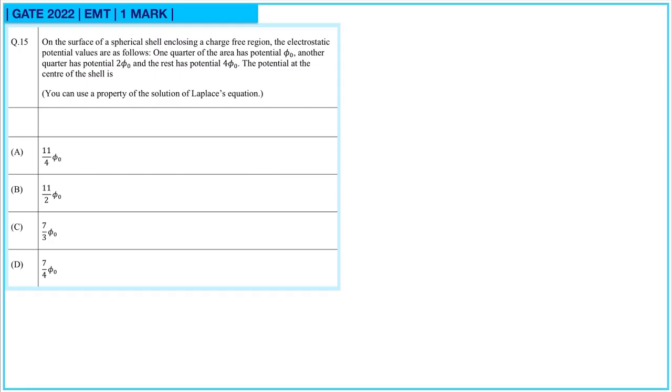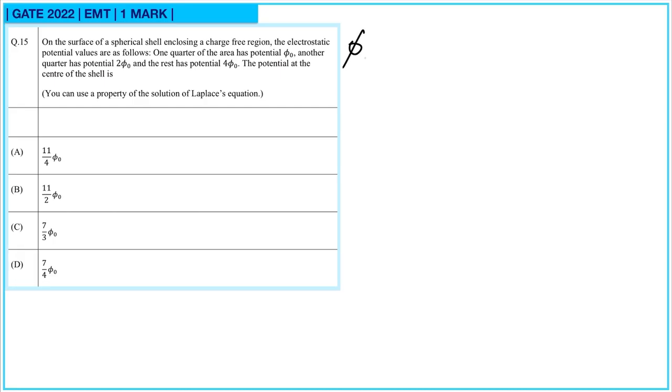Question number 15. On the surface of a spherical shell enclosing a charge-free region, the electrostatic potential values are as follows. One quarter of the area has potential phi naught, another quarter has potential 2 phi naught, and the rest has potential 4 phi naught. The potential at the center of the shell is.